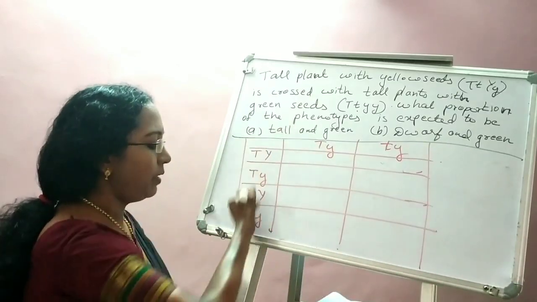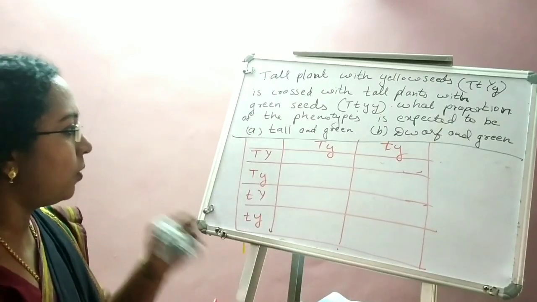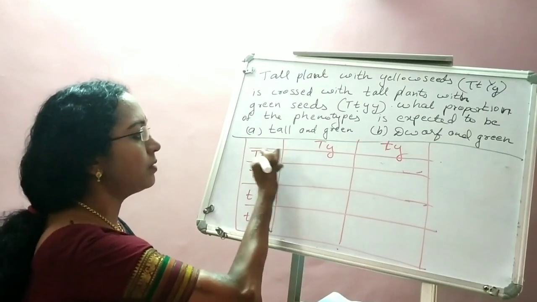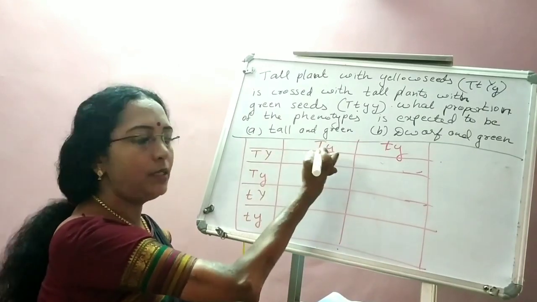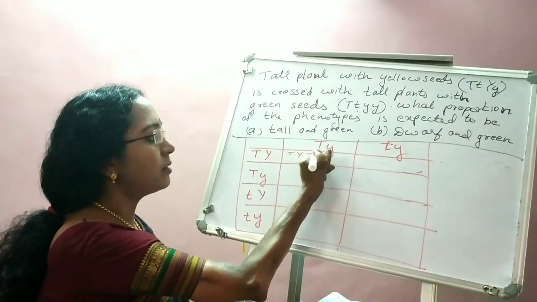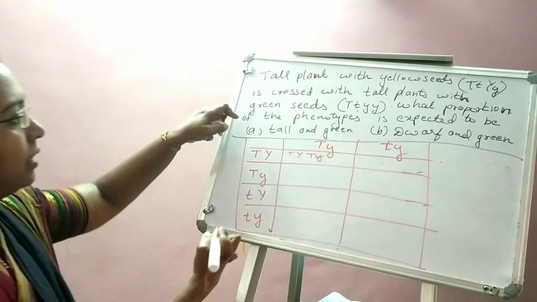Make it as a square. Okay, squares are formed. Now next, fill up the squares. How to fill up the squares? Left and top gametes you take. So capital T, capital Y, capital T, small y. What is this phenotype? We have to determine the phenotype.